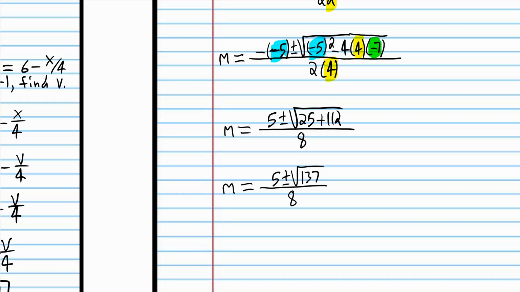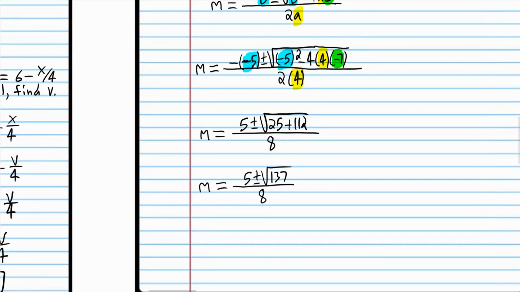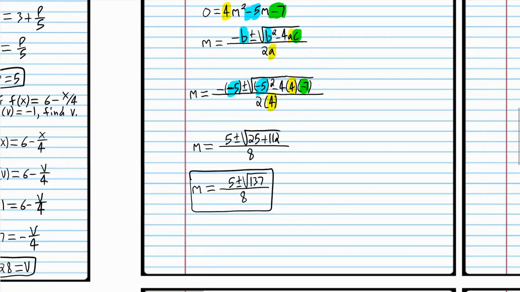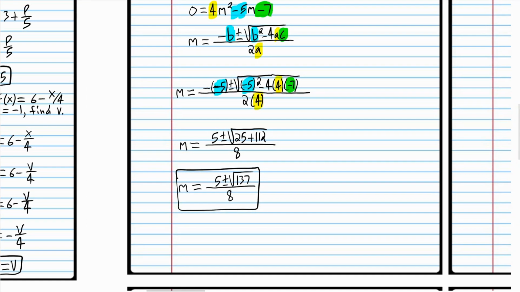If we add all these terms here, we get 127. Or 137. So there are two solutions. M can be 5 plus the square root of 137 all over 8, or M can be 5 minus the square root of 137 all over 8.